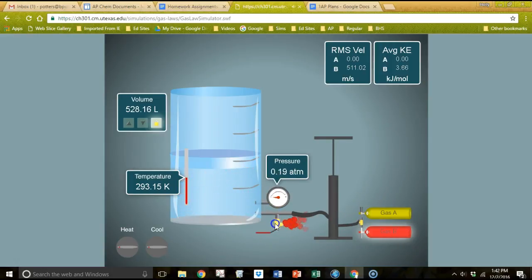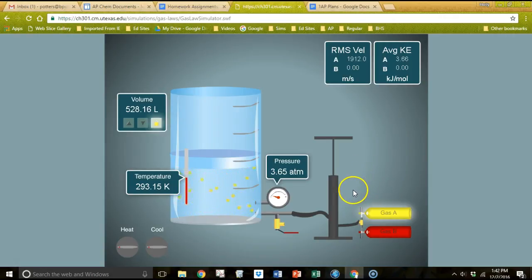It will also give me the same pressure if I put in 2 pumps of just gas A. There's 1 pump, there's 2 pumps. So notice I'm getting exactly the same pressure every time. So that is what Dalton's law of partial pressures has to do with.